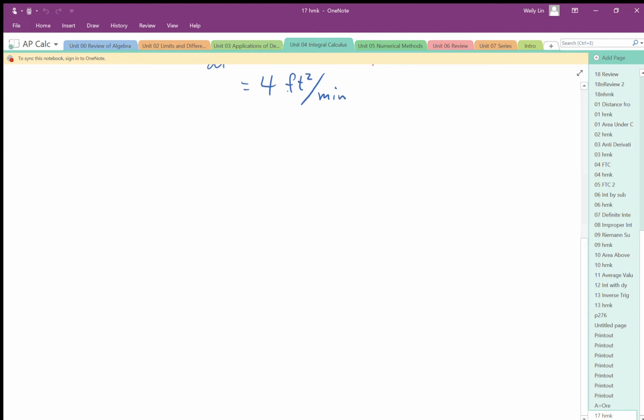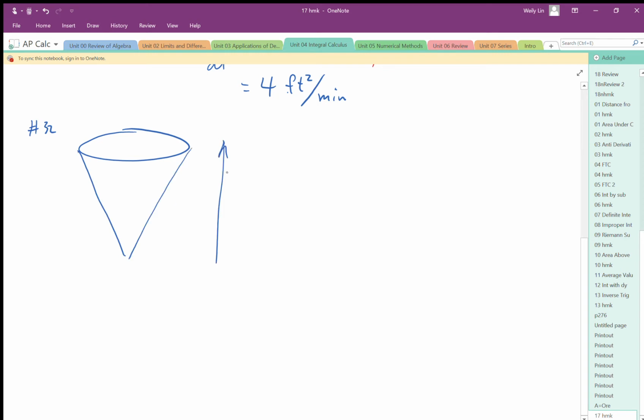Okay, so question number 32. It says they have a circular conical reservoir, vertex down, a depth of 20 feet, and the radius at the top is 10 feet. So it's going to look like this. I've got a conical reservoir upside down like this. It's got a height of 20 feet, so h equals 20, and the radius here equals 10.